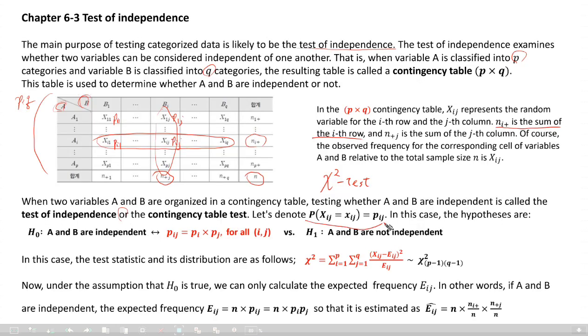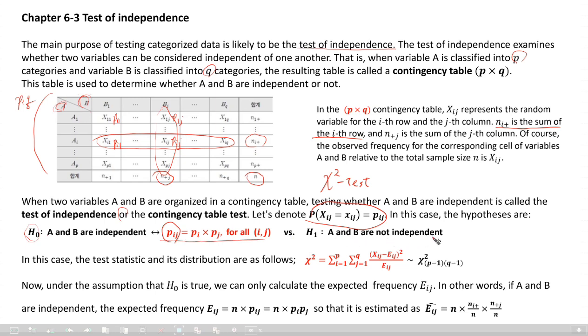In this case, the hypotheses are: H0, A and B are independent. Whatever your assertion or claim, it is fixed. H0: A and B are independent. When A and B are independent, then the joint probability p_ij equals p_i times p_j for all i, j. This is the definition of independence we studied. Versus H1: A and B are not independent.